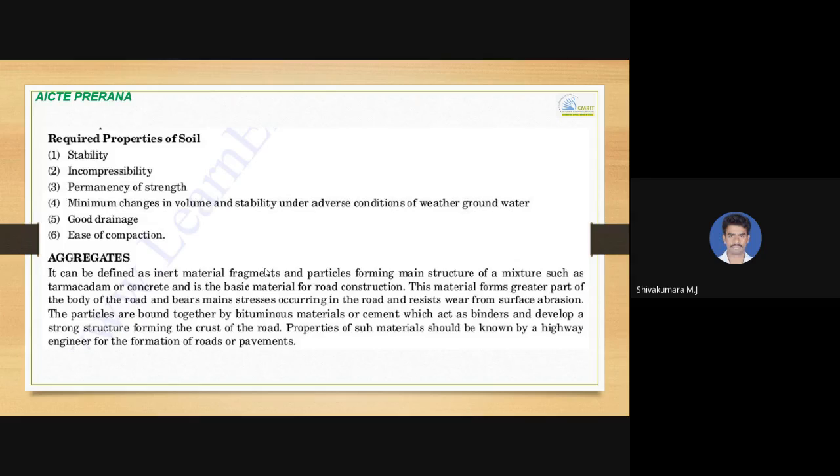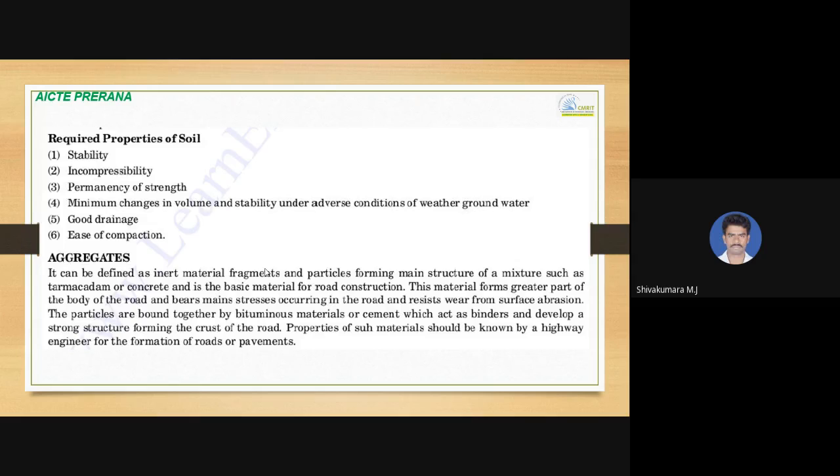Next, it is aggregates. Aggregate can be defined as inert material fragments and particles forming the main structure of a mixture, such as tar macadam or concrete, and is the basic material for road construction. This material forms the greater part of the body of the road, and it bears the main stresses occurring in the road and resists wear from surface abrasion.